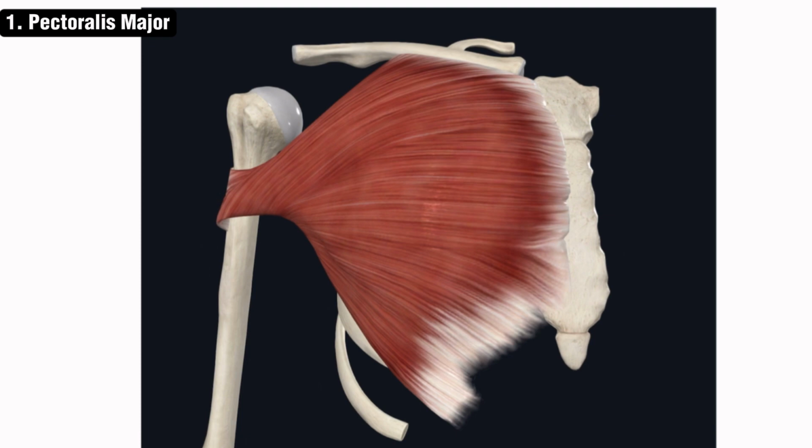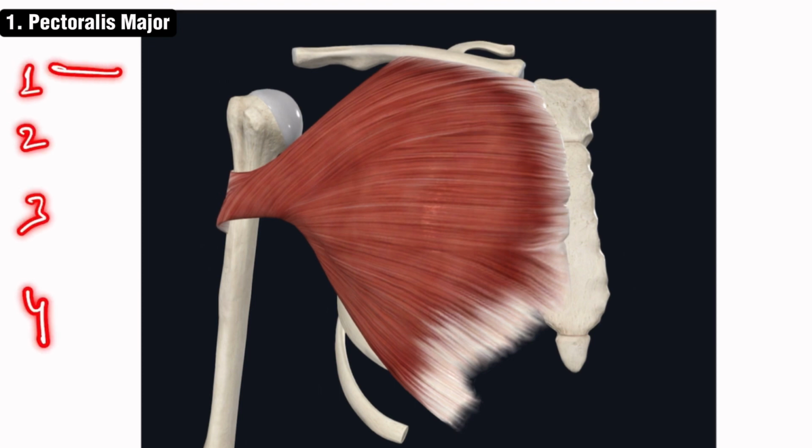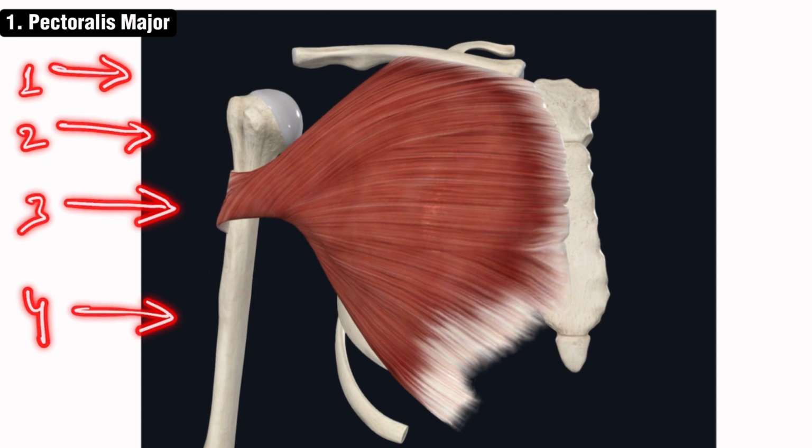So it has fibers arising from the clavicle called the clavicular fibers. It has fibers arising from the manubrium called the manubrial fibers. It has fibers arising from the sternum as well as the costal cartilage. Which costal cartilage? Second, third, fourth, fifth, and sixth costal cartilage called the sternocostal fibers. And it has fibers arising from the aponeurosis of external oblique muscle called the aponeurotic fibers. 1, 2, 3, 4. Clavicular fibers, manubrial fibers, sternocostal fibers, and aponeurotic fibers.